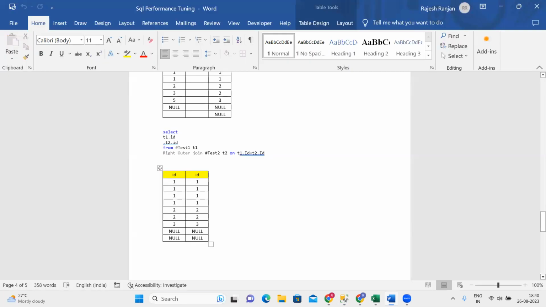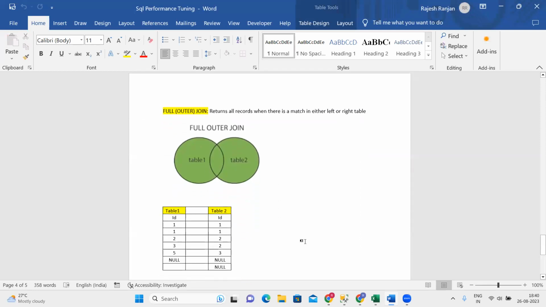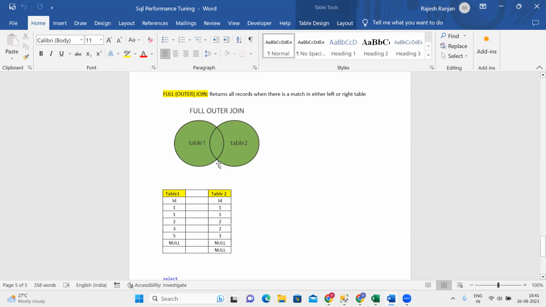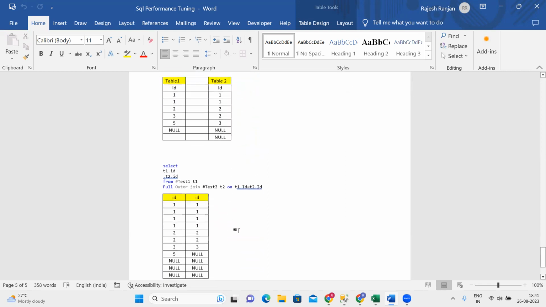Now, the last one is the full outer join. Full outer join means if you have some records in table A and some records in table B, and you want to display all the matching plus non-matching records from those tables, then you are going to go for the full outer join. It returns all records when there is a match in either the left or right table. So whatever data is in this table and whatever data is in that table, we get it in the result.